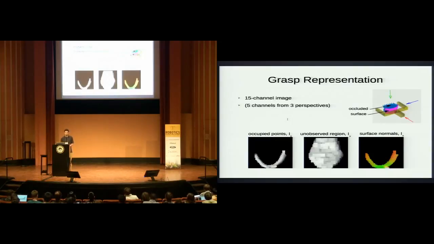And that's 5 channels from 3 different perspectives. The first information is the actual point cloud information itself, which is the picture on the bottom left here. And the unobserved region, which is what is occluded from the view of the sensor. And then the surface normals. And this is all the geometry within the closing region of the hand.